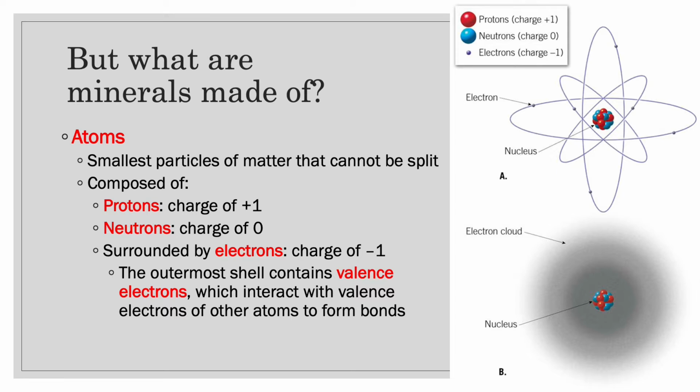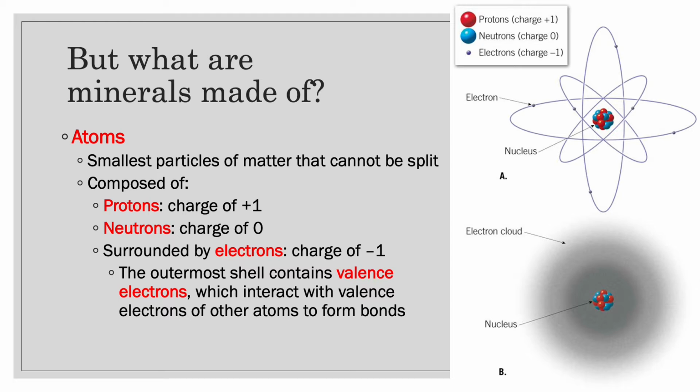At the smallest level, minerals are made of atoms. If you have taken chemistry, this will be a review for you. If not, then this might be new. Atoms are the smallest particles of matter that cannot be split, unless they're in a nuclear reactor or the center of a star or something crazy like that.